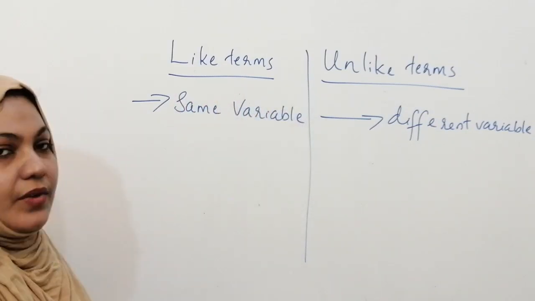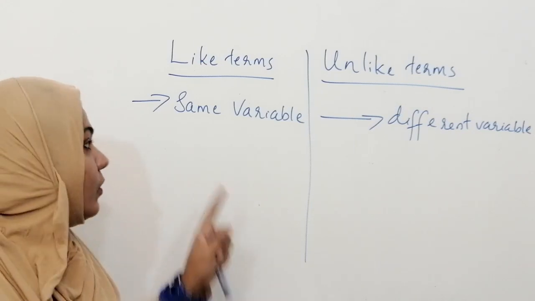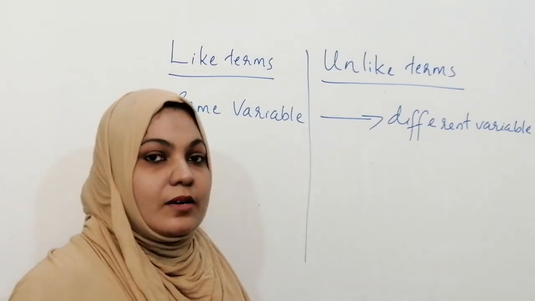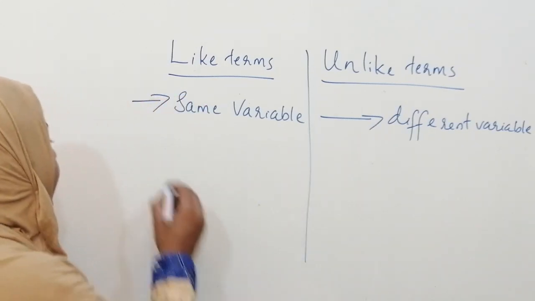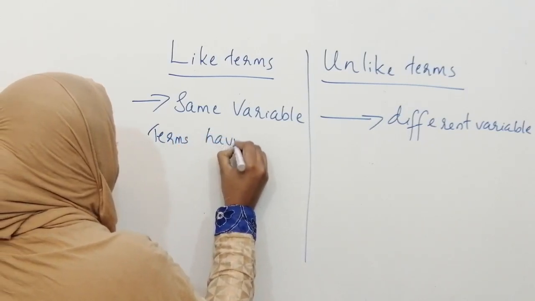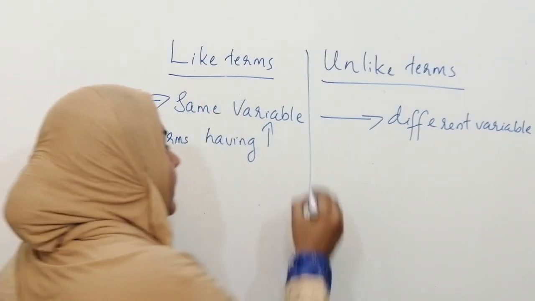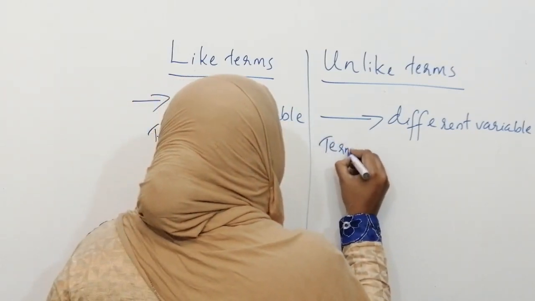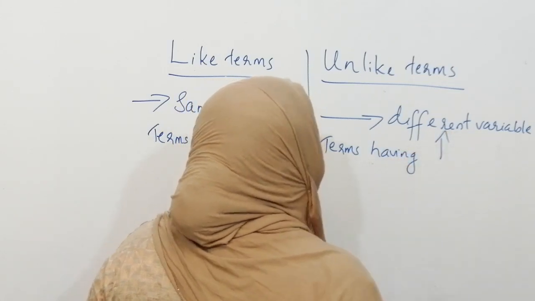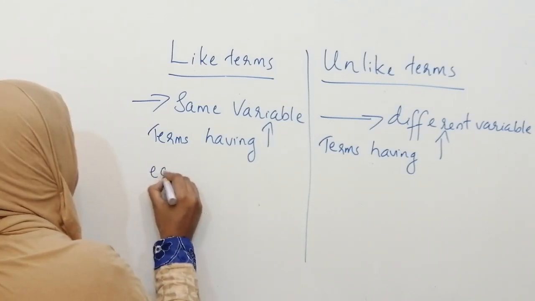So what is the definition of like terms? Terms having same variables are called like terms. Terms having different variables are called unlike terms. So here we can write: terms having same variables are called like terms. Terms having different variables are called unlike terms. So let's see the examples.